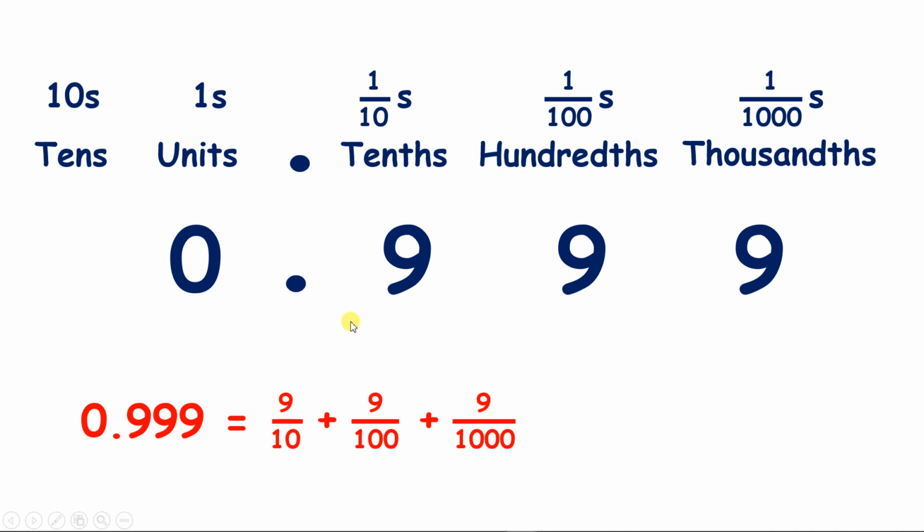Because if you imagine the rectangles that we looked at earlier, if you had 9/10ths of that rectangle shaded, and then you had another 9/100ths and another 9/1000ths, there would only be one tiny little missing piece, one more 1000th needed to fill up the whole of the rectangle.